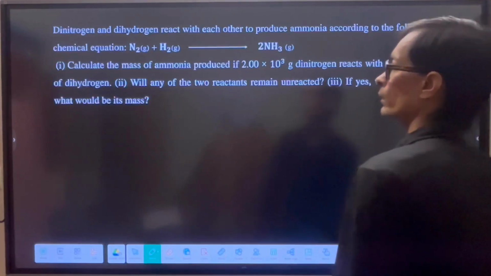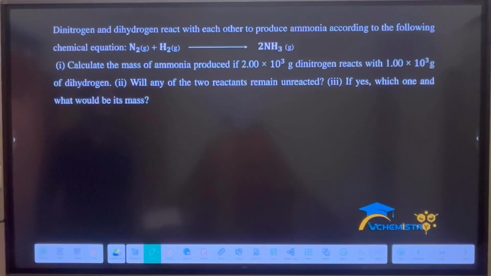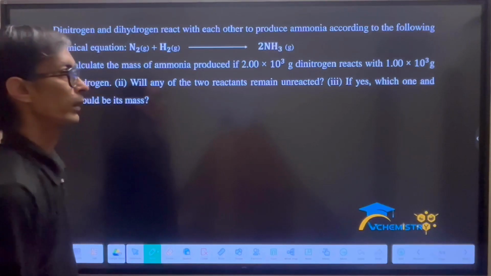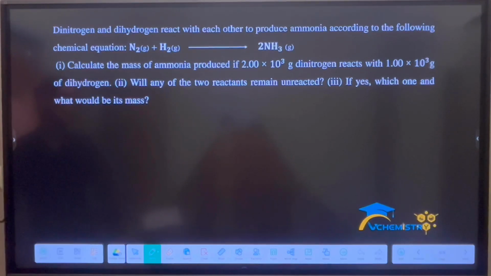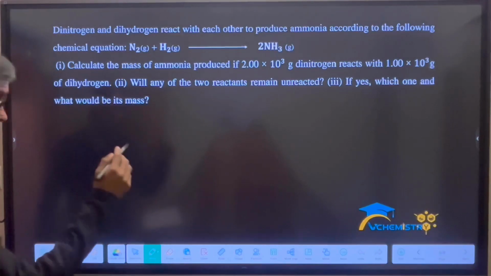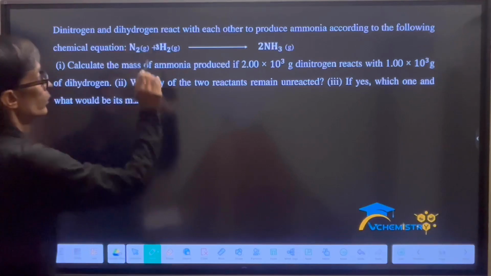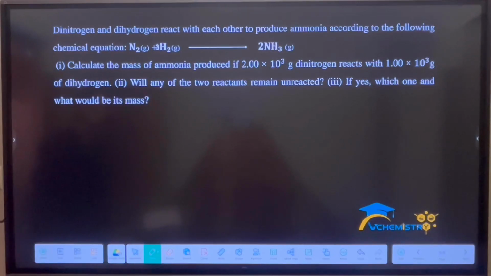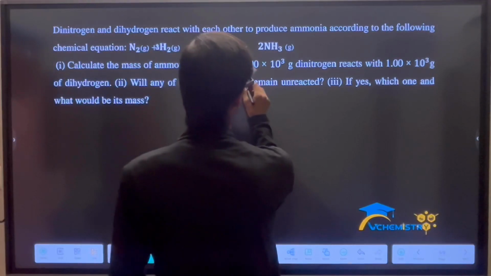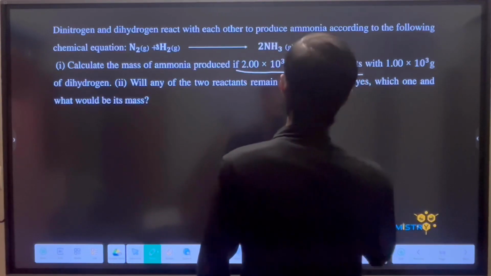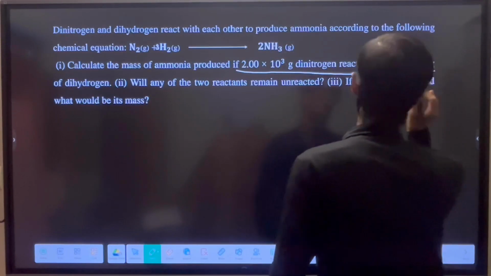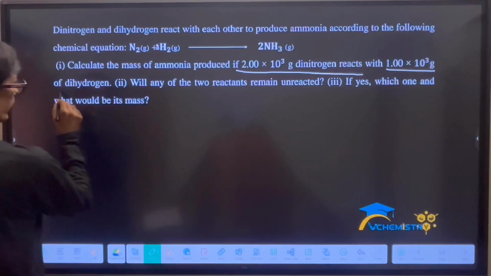Now, dinitrogen and dihydrogen react with each other to produce ammonia according to the following chemical equation. That means N2 gas plus H2 gas. This one is not in the balanced form. Write down here 3. So N2 gas plus 3 H2 gas gives twice NH3 gas. Calculate the mass of ammonia produced when 2 into 10 raised to 3 gram dinitrogen reacts with 1 into 10 raised to 3 gram of dihydrogen.